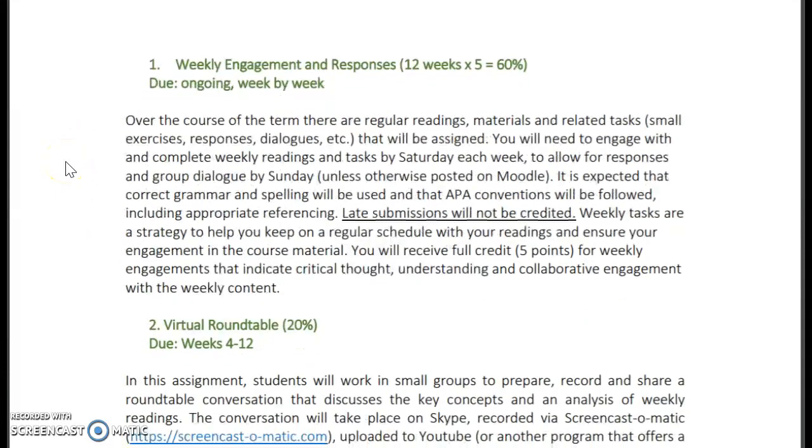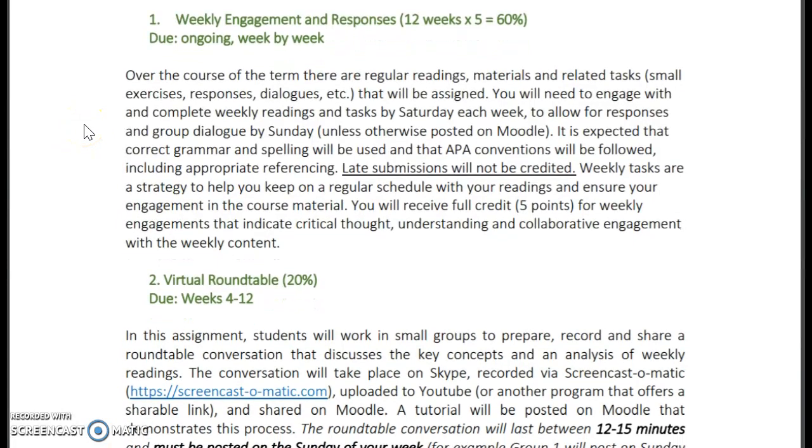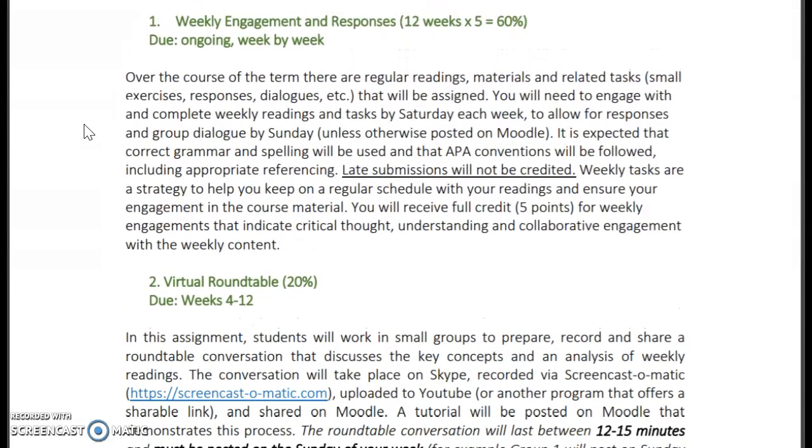So your weekly engagement and responses, as I previously said, is worth 60%. So that's 12 weeks at 5 points each. Over the course of the term, there are regular readings, materials, and related tasks. These will be small exercises that you do throughout the week, responses, dialogues. There'll be some short films to watch and little things to read, in addition to your articles and the chapters in the textbook. So you'll need to engage with and complete weekly readings and tasks by the Saturday of each week so that you can allow for responses and group dialogue on the Sunday, unless otherwise posted on Moodle.